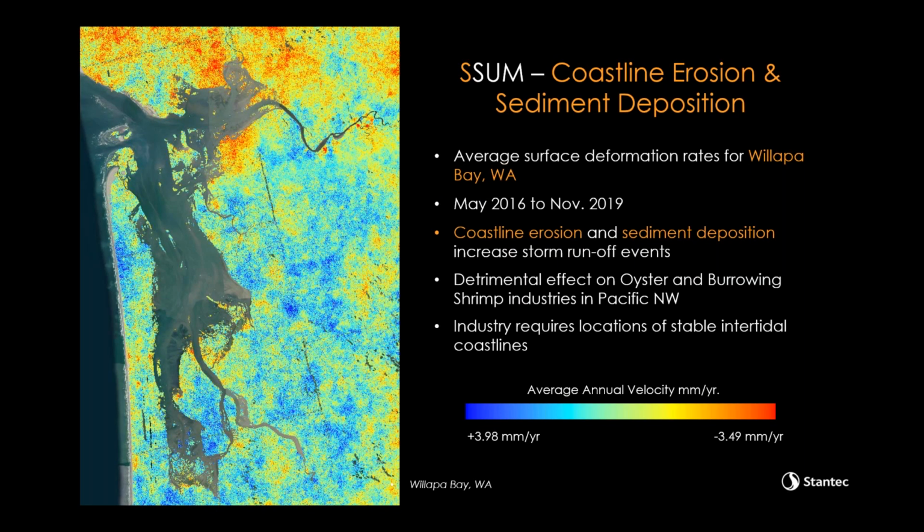This is a coastal erosion and sediment deposition project we did in Washington State, namely Willapa Bay. We took imagery from 2016 to 2019, and we were able to see how that coastline was eroding or where the sediment was building up from increased storm runoff events. This was having a detrimental effect on the oyster and burrowing shrimp industries in the Pacific Northwest. Any areas in blue, we're seeing sediment deposition in the intertidal areas, and any areas in red, we're seeing erosion.